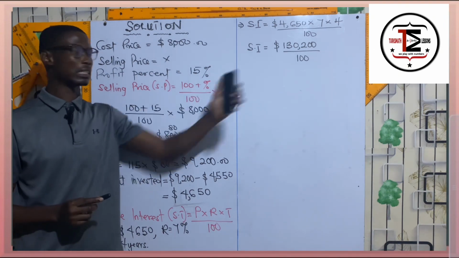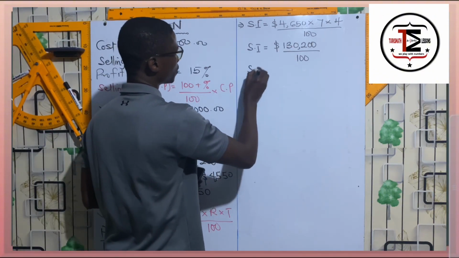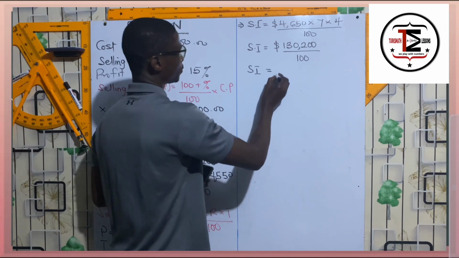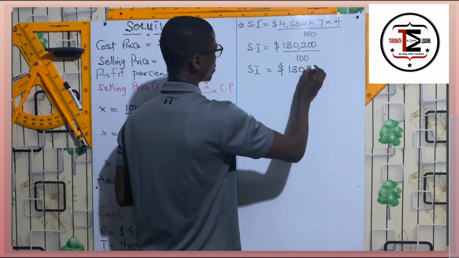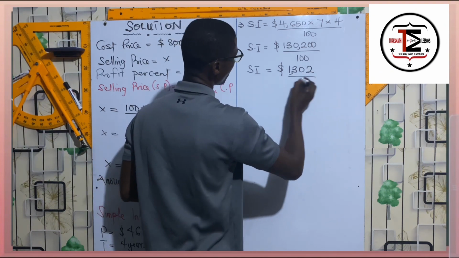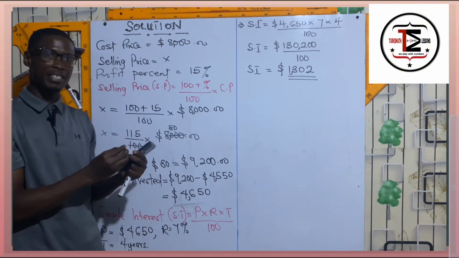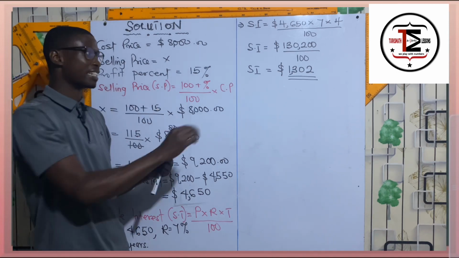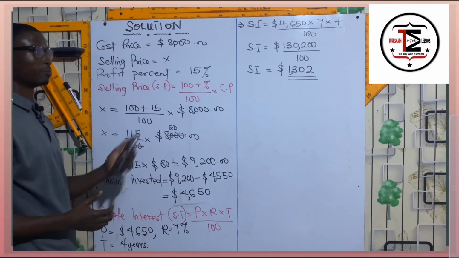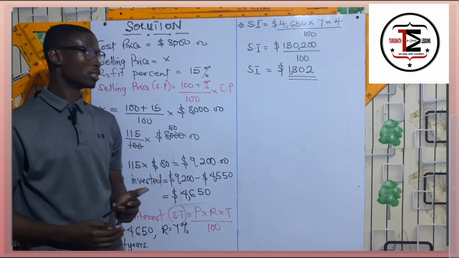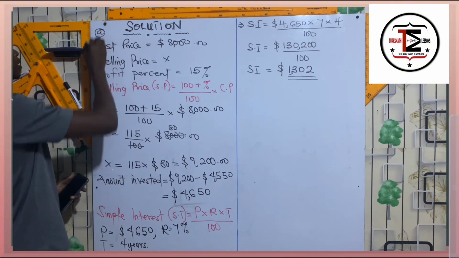130,200 divided by 100. So when you divide this by 100, you are going to have 1,302. The interest that he earned in 4 years is 1,302. So this is the interest that he made. Now, let's go to B part of the question. So this is A. We go to B.